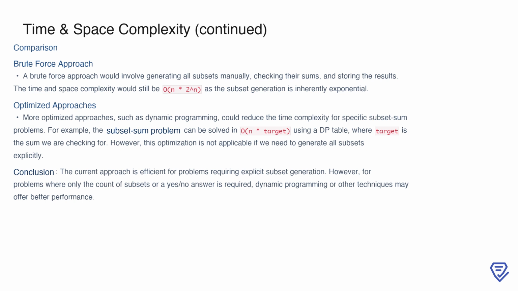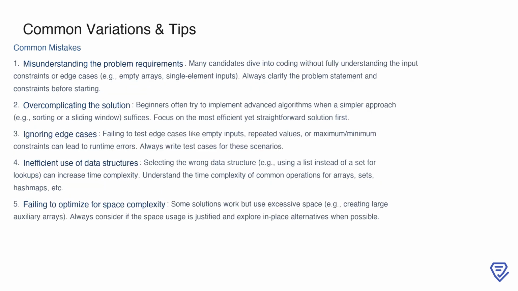For problems where only the count of subsets or a yes/no answer is needed, dynamic programming or other techniques could offer better efficiency. When working through coding problems, there are several common mistakes to watch out for. First, misunderstanding the problem requirements is a frequent issue. It's crucial to take the time to fully understand the input constraints and edge cases before jumping into coding. For example, consider scenarios like empty arrays, single-element inputs, or unusually large constraints. Clarifying these details early can save you from unnecessary debugging later.